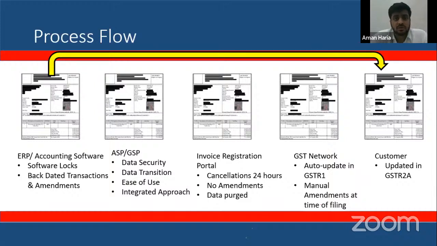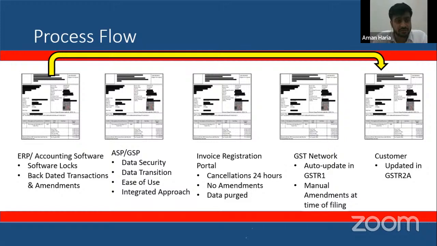So how is the process going to flow once you have started to implement the e-invoice provisions? The yellow arrow is the existing process wherein whatever invoice you recorded would flow to your customer, and subsequently when you file the returns on the 11th of the next month, he would come to know the details what you have uploaded and whether it matches with the invoice or not.